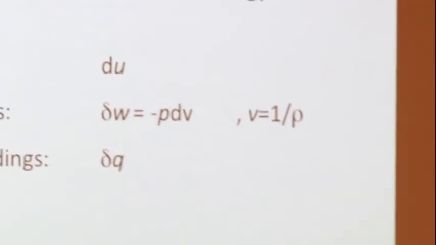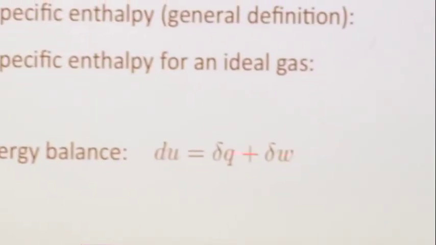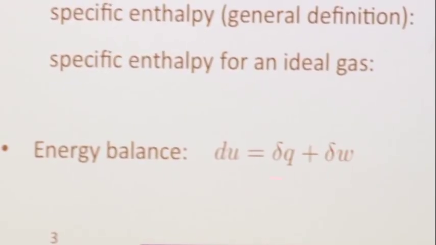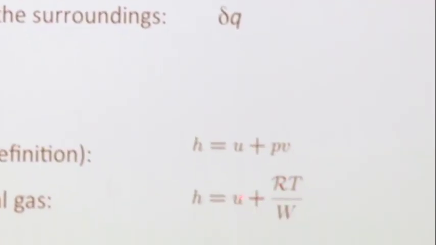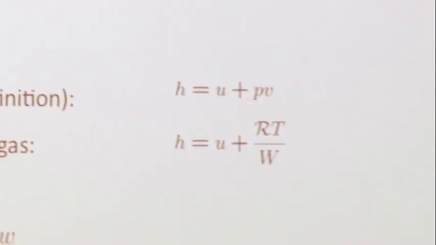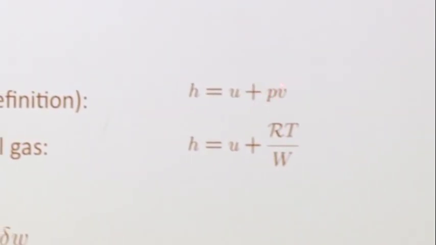This here would be the reversible work. So for a reversible work process, this would be the first law. Enthalpy is U plus PV. For an ideal gas, now this is interesting already, PV can be written as RT over W, which means for an ideal gas, U is a function of temperature only. Most of you might remember this. It's not a function of pressure.